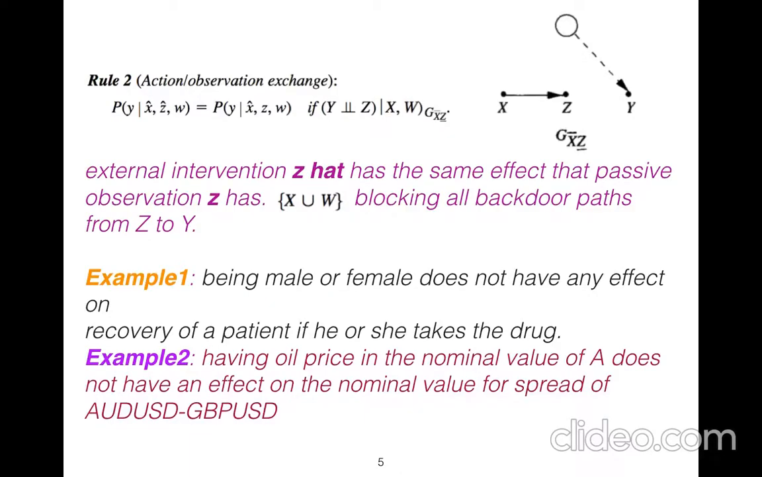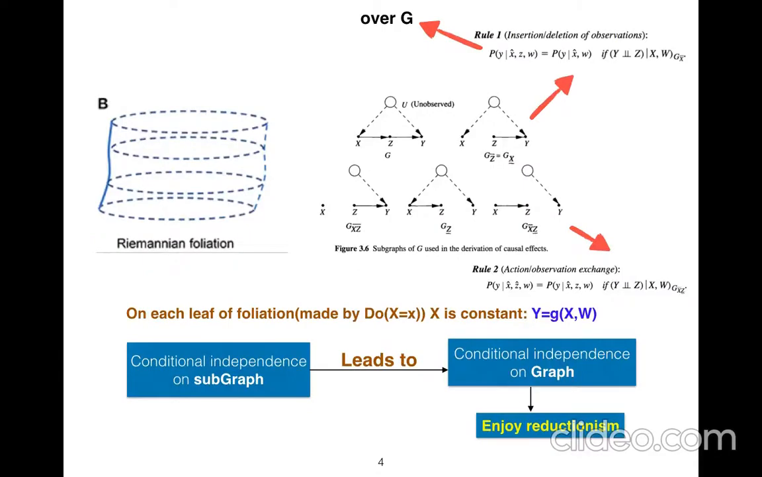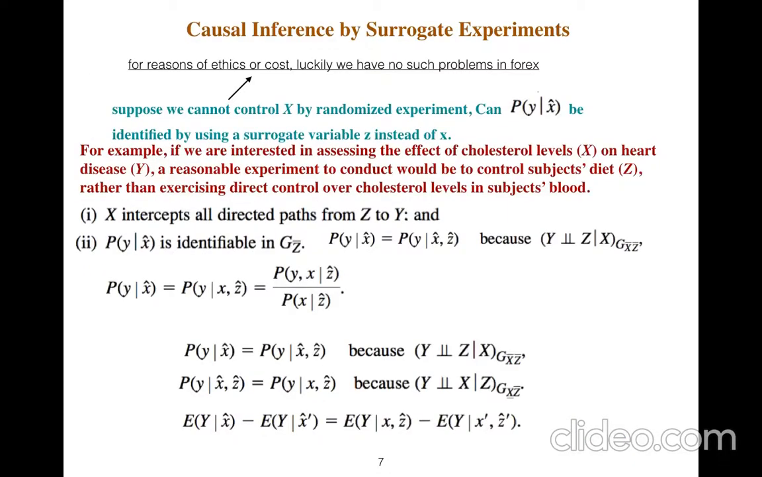Another example in the Forex market: the oil price in nominal value doesn't have an effect on the nominal value of the spread of Aussie dollar USD and pound USD. A causal model is identifiable if there is a sequence of transformations, each conforming to one. When I say transformation, I mean those dashed lines from a causal model to a causal submodel, and then causal inference by surrogate experiments.